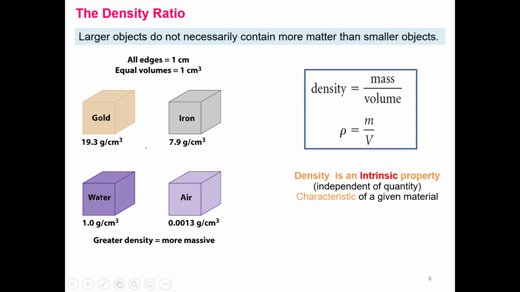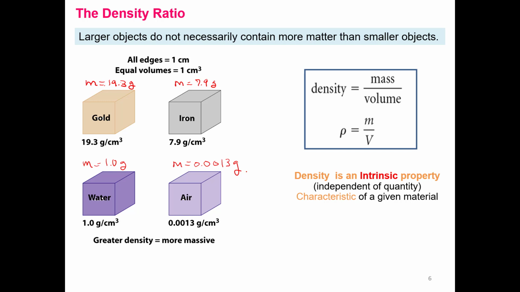If we measure the mass, we will find the mass of each of these cubes is different. For example, let me write here, the mass for the gold will be 19.3 grams. The mass in this case will be 7.9 grams. In this case, the mass will be 1.0 grams. And the mass of the air is about 0.0 grams. We can see the volume is the same, but the mass is different.